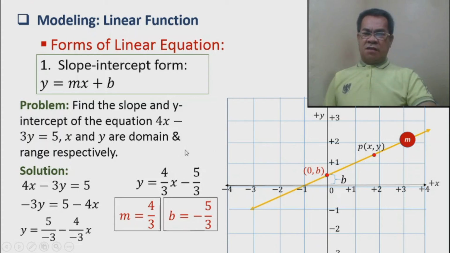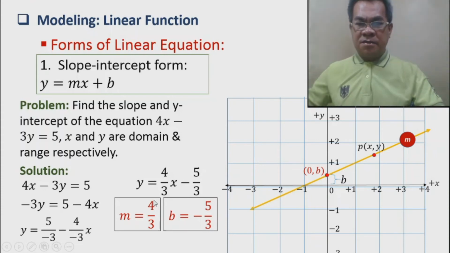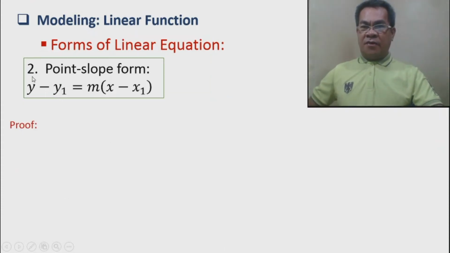Now, again, if you reverse this, given the slope and given the y-intercept, you can derive the equation, vice versa. Just like what we did in the previous slides. Okay. So, form number 2, point form, point slope form.